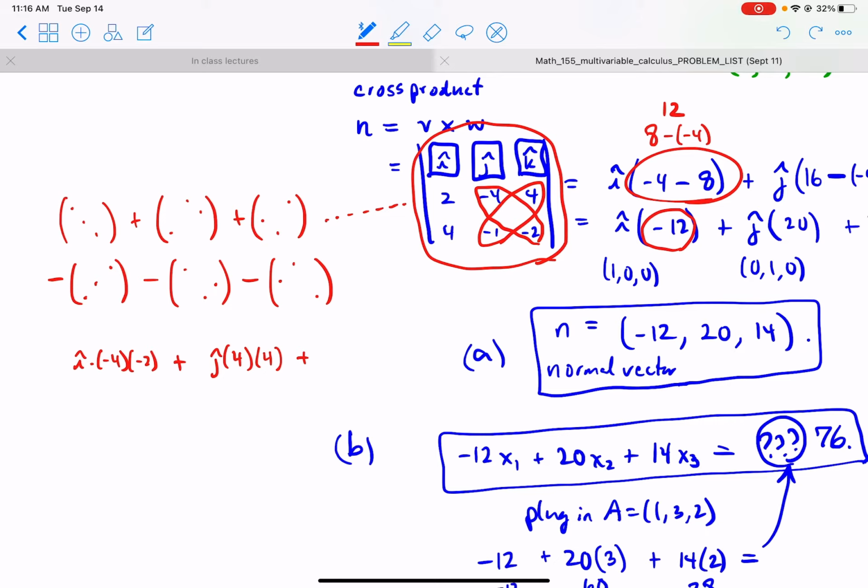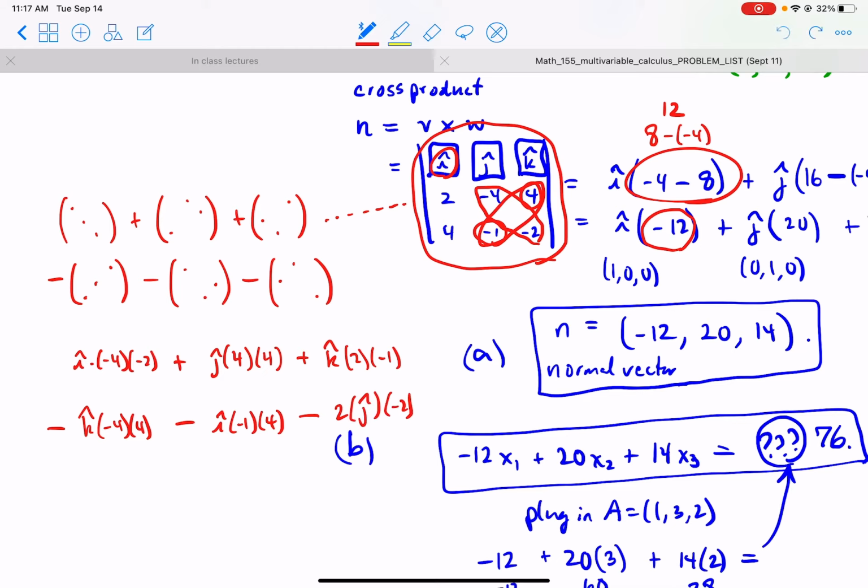And then k hat 2 times negative 1. So that's this term. Now I have minus this term, which is k hat minus 4 and 4. Then I have minus this term, which is i hat negative 1 and 4. Then I have minus this term, which is 2 j hat minus 2. Okay, so let's collect this.